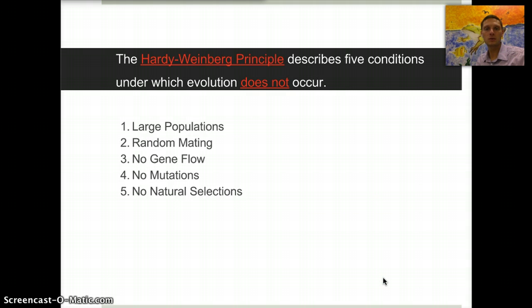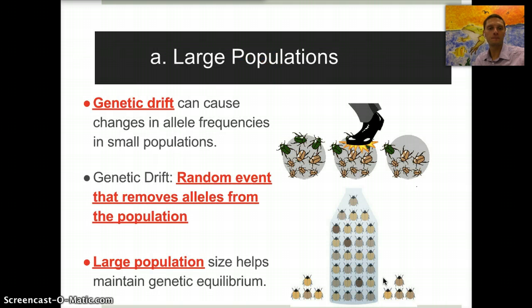Now, in order for Hardy-Weinberg to occur, or for there actually to be genetic equilibrium and for the population to not be changing, there are 5 things that need to happen. 1, there needs to be large populations. 2, random mating. 3, no gene flow. 4, no mutations. And 5, no natural selection. I'll talk through and explain these in a little more detail here.